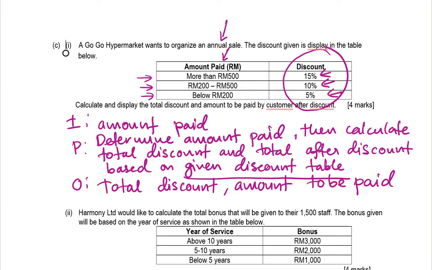Okay, in this selection control structure, again I repeat, you can write determine total discount and amount to be paid based on amount paid, or you can write in this structure: determine amount paid, meaning you determine the amount paid first, then only we calculate the total discount and total after discount based on given discount table. Actually the process here for selection, you can follow the flow of the question. What the question needs to do first.